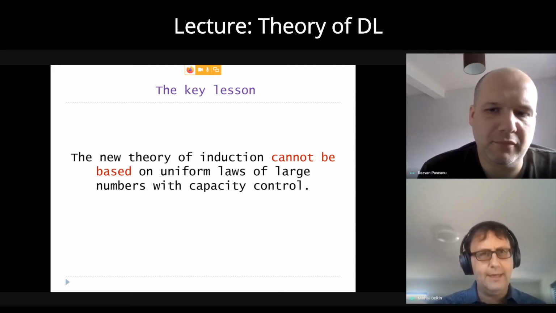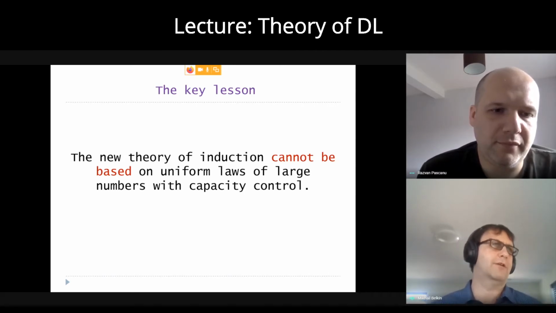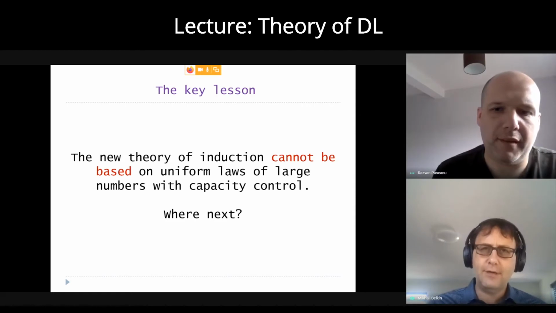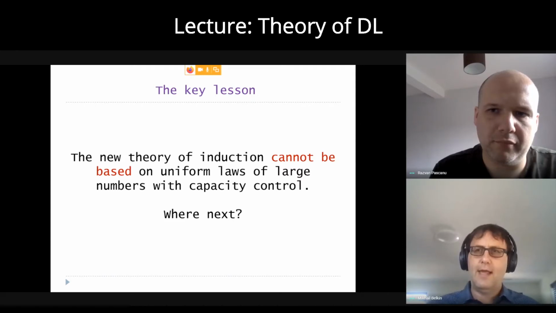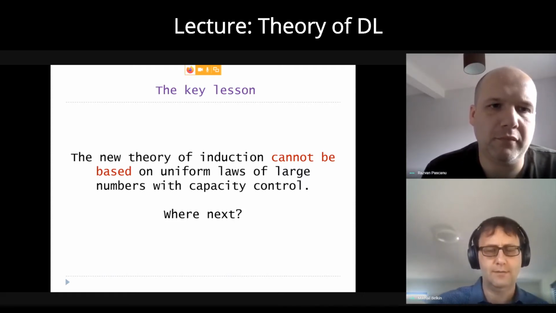Now, here is the key lesson we can extract from this: the new theory of induction we want, the theory of induction which would explain some of the phenomena that we observe in deep learning, but also not just in deep learning, like what I showed was a kernel machine, right? It wasn't even deep learning. It cannot be based on uniform law of large numbers with capacity control. We need something else. And the question then is where next? I'll give some ideas on where to go next. These are not yet in the form of a complete theory, but I think they're highly suggestive of what to look for. You will see.